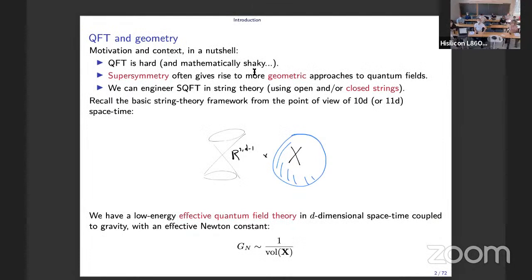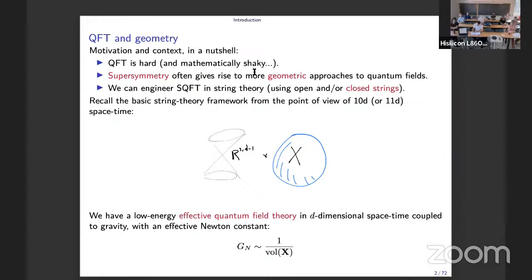So let's motivate and put in context, but really it's very similar in the very broad context to what Thomas Grimm was discussing just now. But my focus will be on quantum field theory, not gravity. We know that quantum field theory by itself is very hard for various reasons, including at strong coupling. It's hard to talk to mathematicians about string theory because they have no idea what we're talking about. When we introduce supersymmetry, at least, it often gives a more geometric approach to quantum fields that allows us to bridge this divide between math and physics, which to me personally is a motivation.